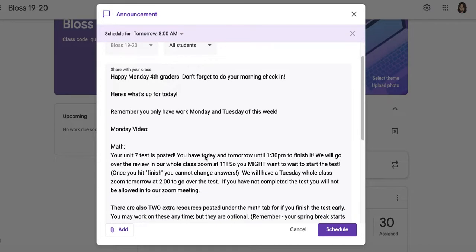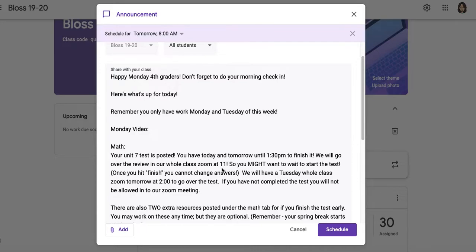For math, your Unit 7 test is posted. When you go to the math tab, you'll see Unit 7 test, and it is in Elluminate, just like we do in class. So you go and you enter your FUSD email, and you should be taken to the test. You have today and tomorrow until 1:30 p.m. to finish it. So tomorrow at 1:30.